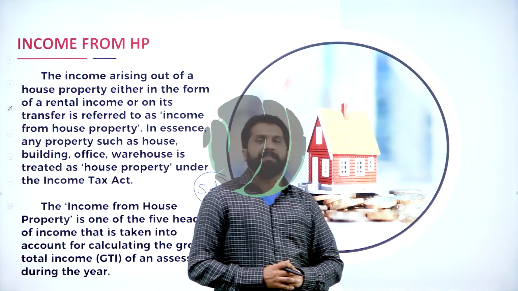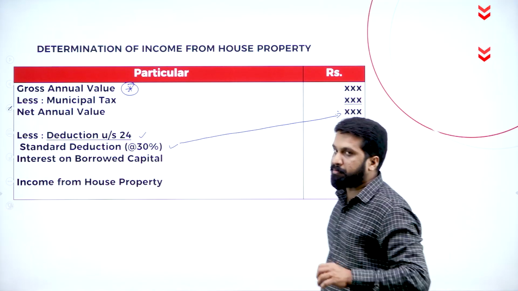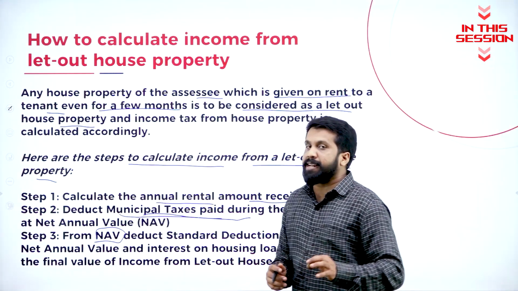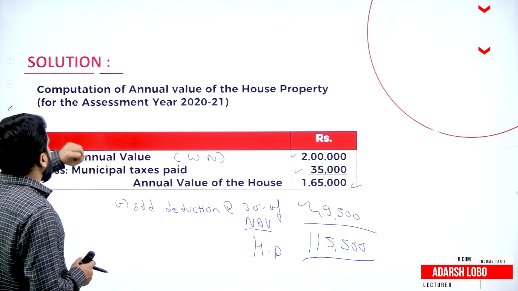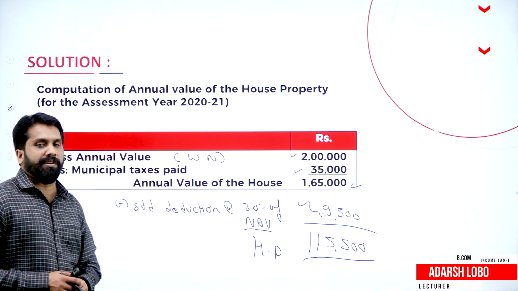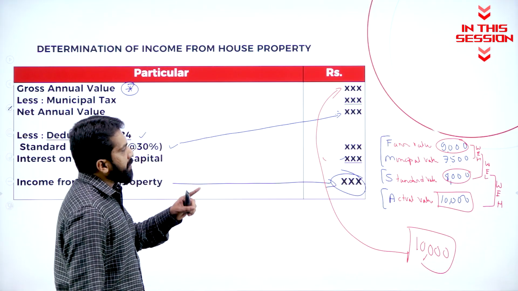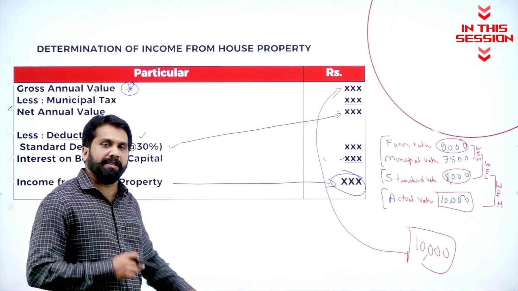What do you mean by self-occupied and what do you mean by let out property? So I'll explain to you about the interest calculation. What is the NAV? Net annual value. Computation of annual value of the house property for the assessment year 2020-2021. You are supposed to remember FMSA. FMSA. Remember that.